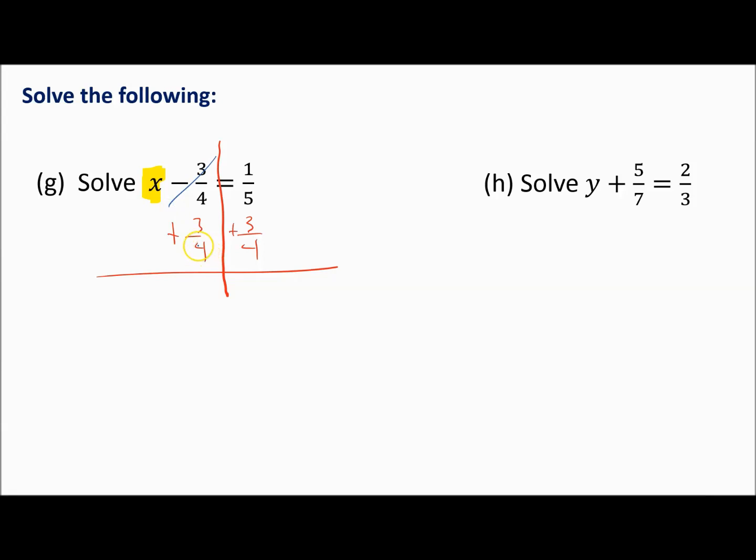So now what happens here? This negative 3/4 cancels with this positive 3/4. And I'm left with exactly what I want to be left with. On the left is an x. Now on the right, I have to add 1/5 to 3/4. Now can we do that as is? No. Okay? You need to know how to find a common denominator.